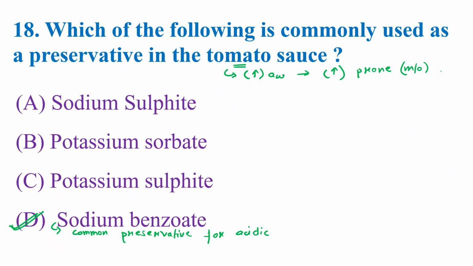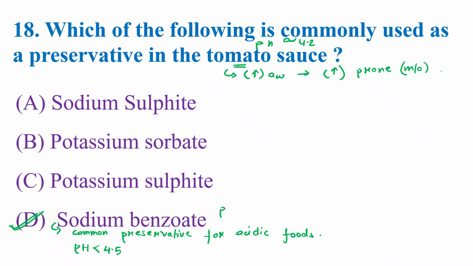Now tomato sauce, we know it's an acidic food like ketchup, fruit jams, sauces. These are acidic foods. Now, it works best at pH less than 4.5, where it will convert to benzoic acid and activate the antimicrobial forms. And this tomato sauce naturally has a pH of around 4.2 approx. So sodium benzoate is very effective in this.